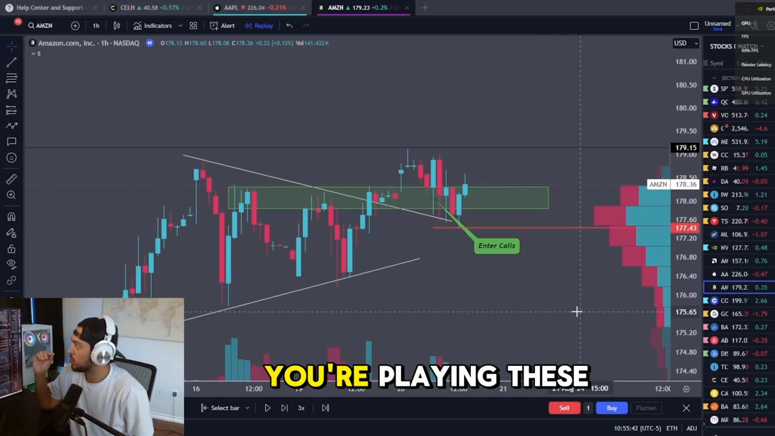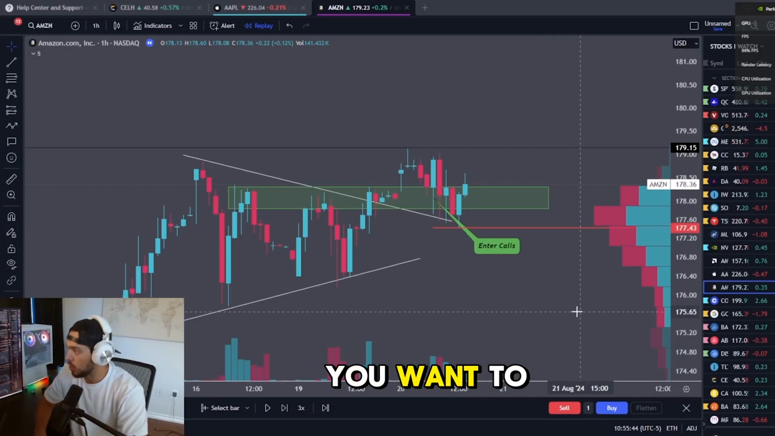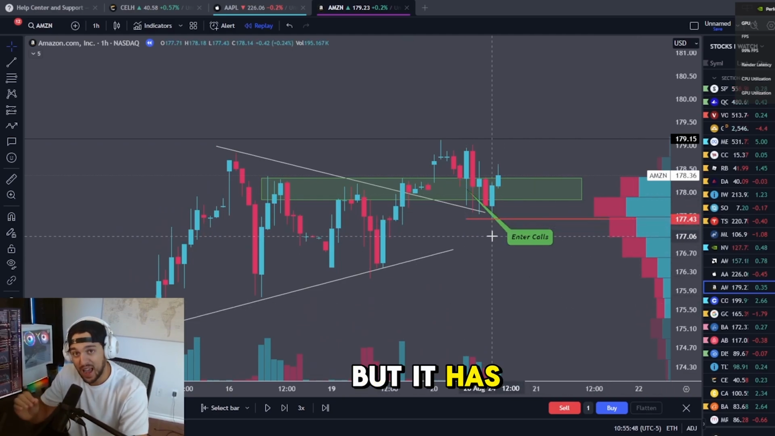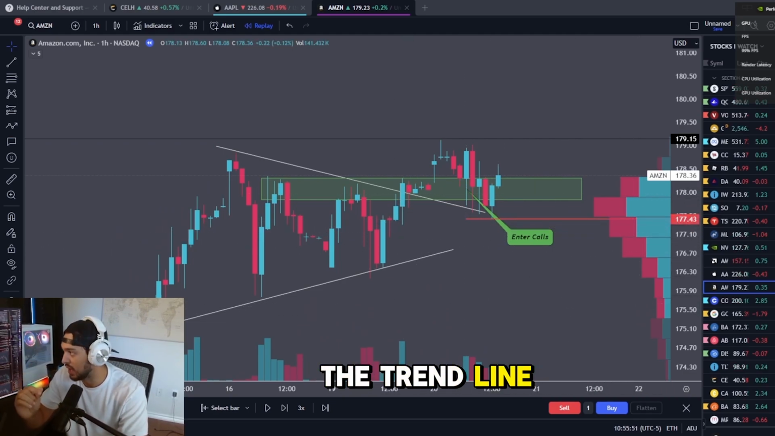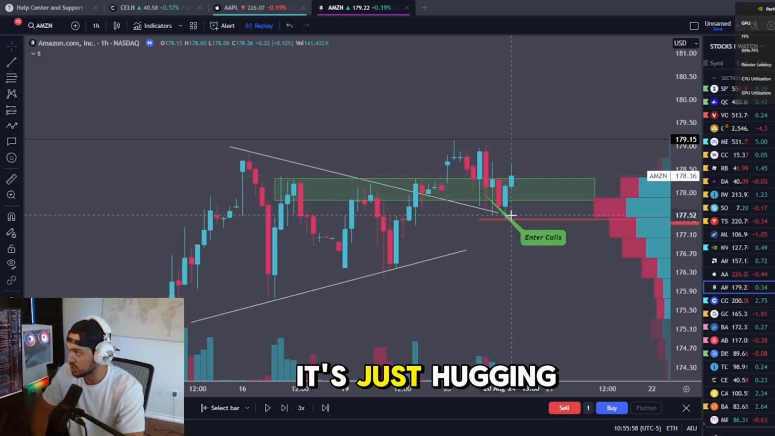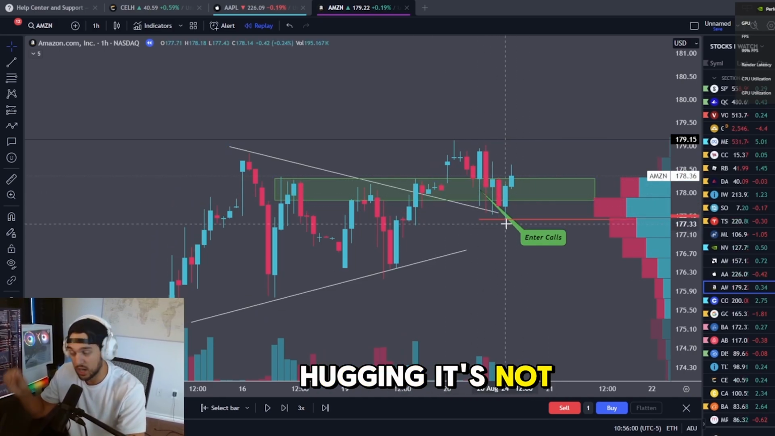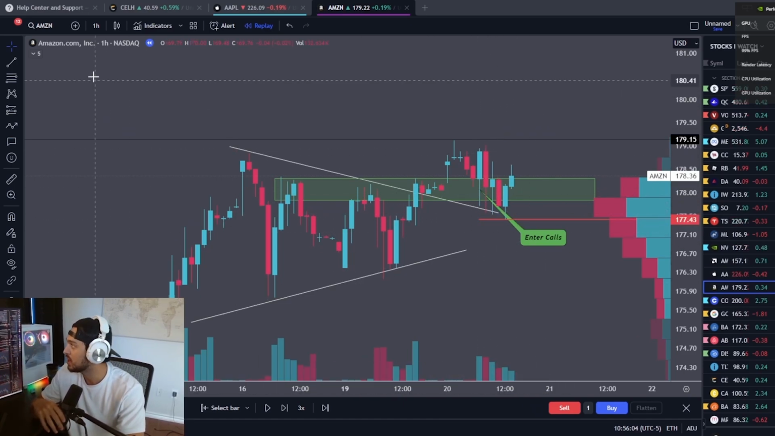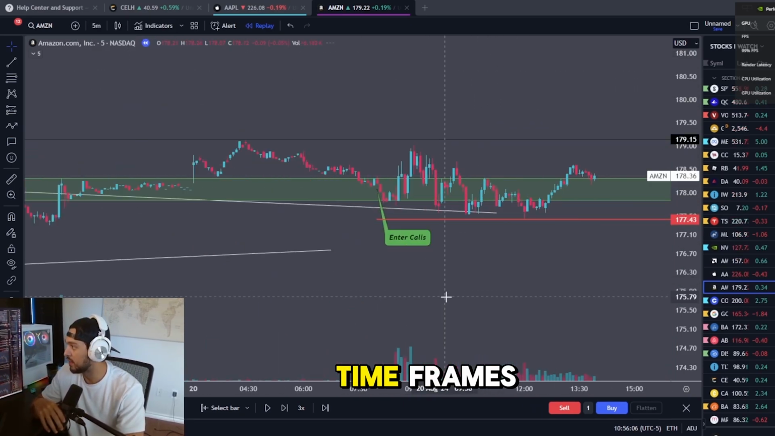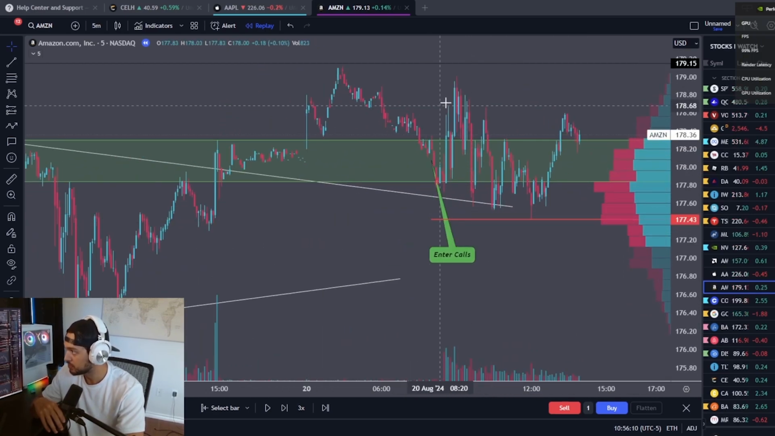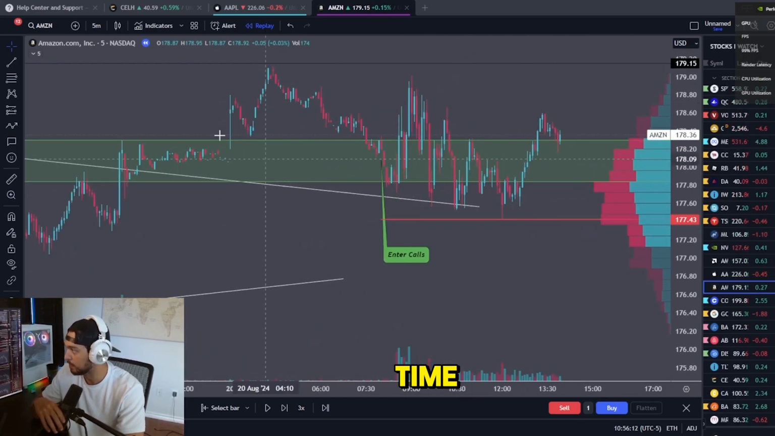So typically when you're playing these chart patterns, you want to have a stop loss under the trend line, but it has to close under the trend line. As you can see here, it's been hugging this trend line, right? It's not closing underneath. It's respecting it still, but it's hugging it. If you go to the smaller time frames, I bet, oh no, it respected it on the smaller time frames too. It just hugged it the whole time.